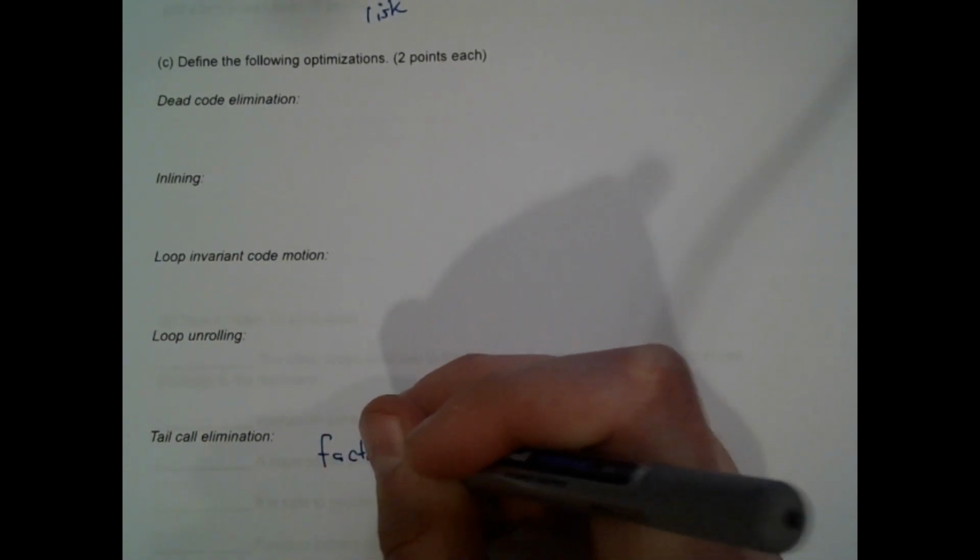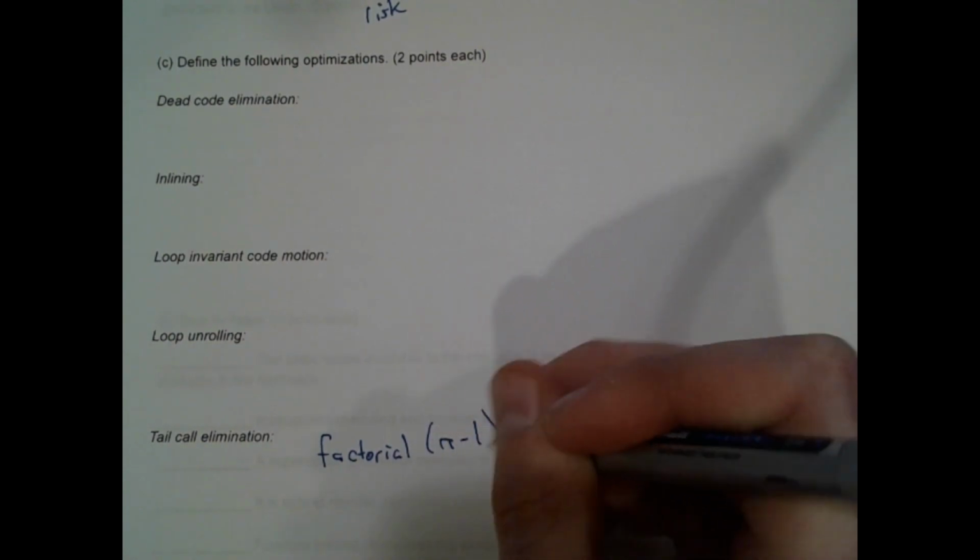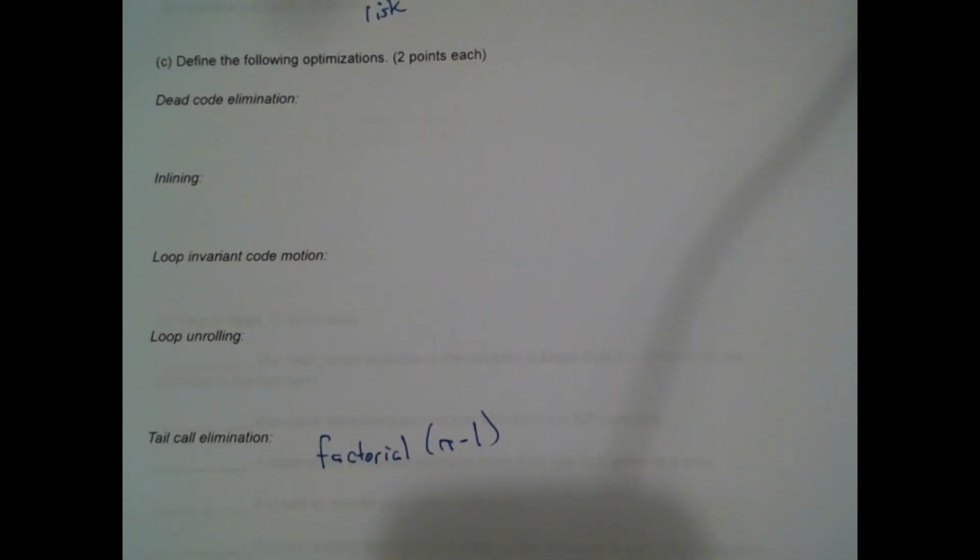Loop unrolling is not expanding the number of iterations, but doing two iterations in one iteration in order to increase the number of things you can do at once. And tail call elimination, we talked about that in the optimization lesson. This is where we try to get rid of recursive calls, things like factorial of n-1, where we call the same function again with just one less, and we try to turn those into iteration instead, thereby eliminating a bunch of calls. So that's it for question 4.